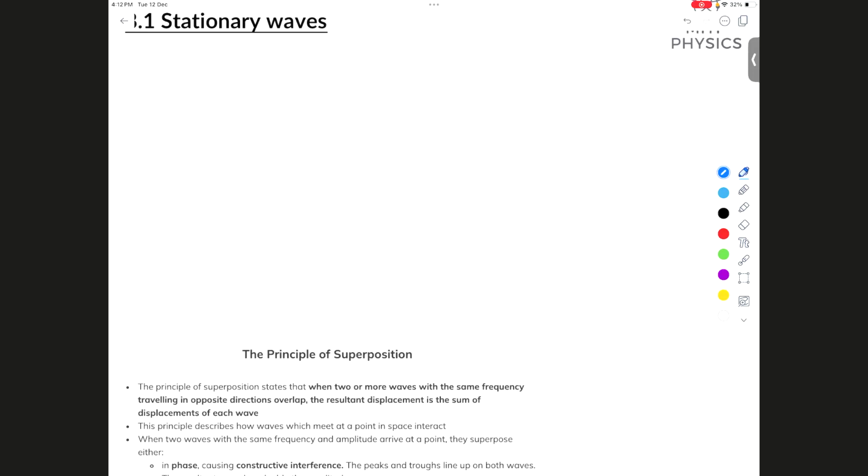And then there's something called diffraction, interference, double slit, diffraction grating. That will be the end of waves. So let's start with superposition here.